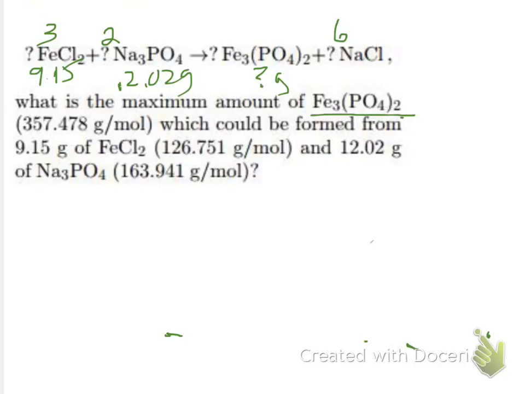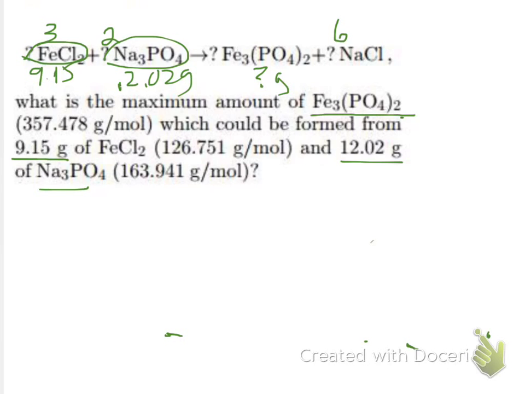Now, in this problem, I'm told how much iron chloride I have and how much sodium phosphate I have. And any time I am told the starting amounts of 2 different reactants, I have a limiting reactant problem. And if I want to know the maximum amount of the product that can be made, I have to look at how much of that product I can make with each one of these. And whichever one ends up being the least amount is the amount that will actually be made.